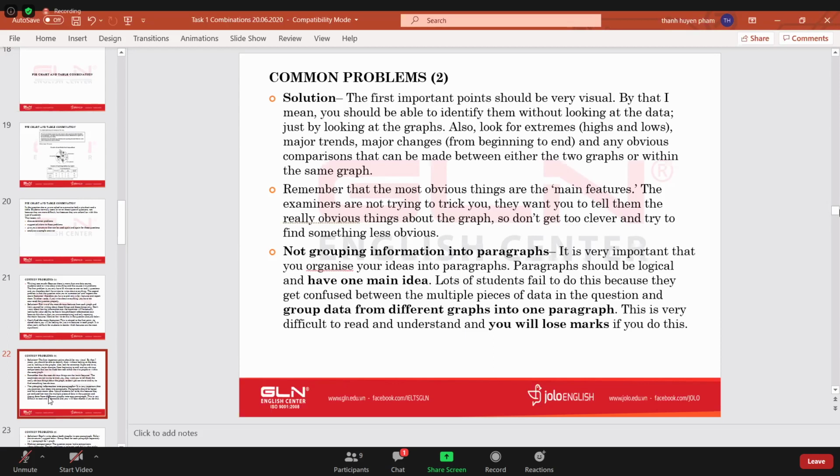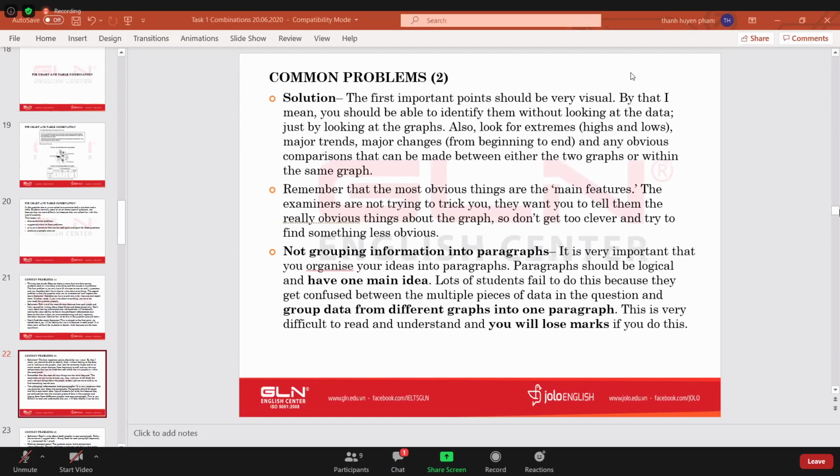Also look for extremes, so highs and lows, major trends, major changes from beginning to end, and any obvious comparisons that can be made either between the two graphs or within the same graph. Remember that the most obvious things are the main features. The examiners are not trying to trick you. They want you to tell them the really obvious things about the graph. So don't get too clever and try to find something less obvious.